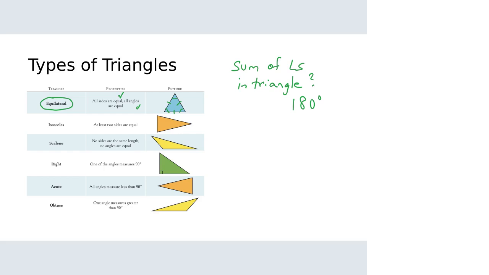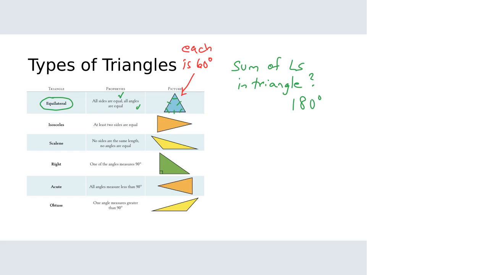It's 180 degrees. Every time we add up the angles inside a triangle, we get 180 degrees. What that means is every angle inside the equilateral triangle has a measure of 60 degrees. So in an equilateral triangle, the three angles together add up to 180, and each one of them has a measure of 60 degrees.